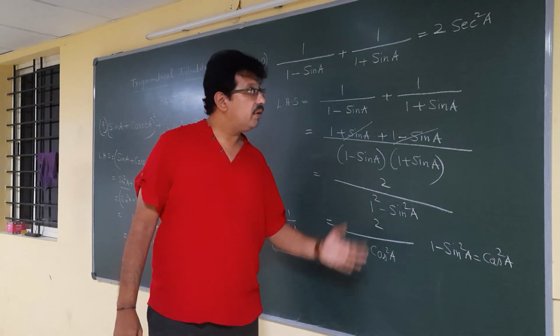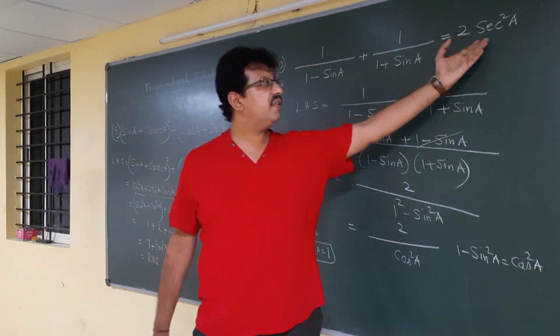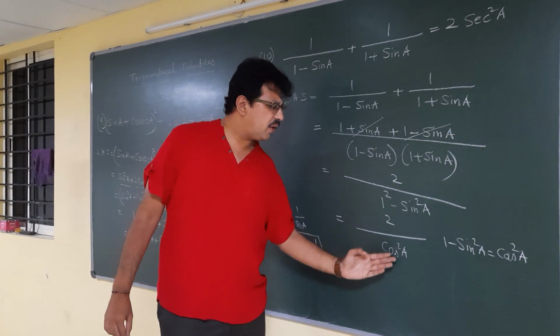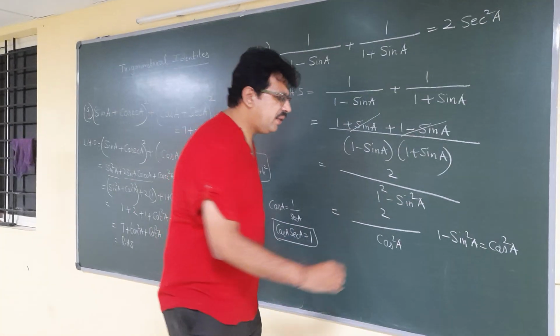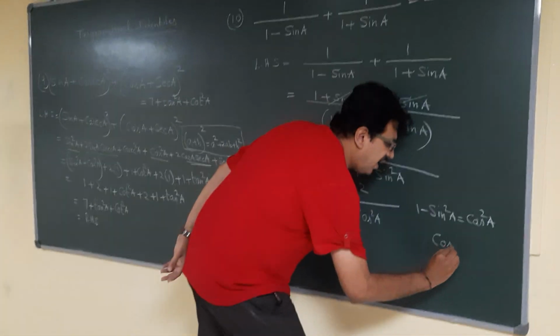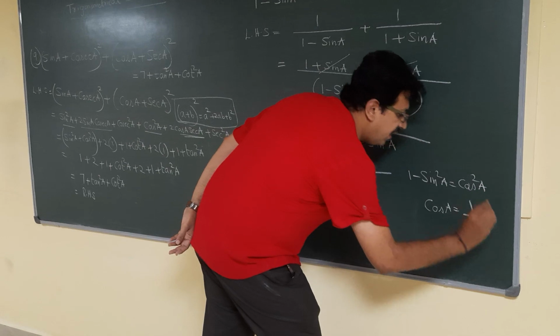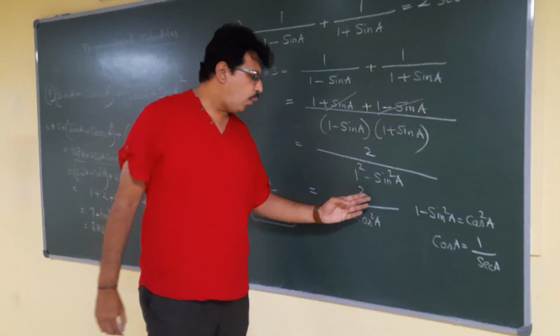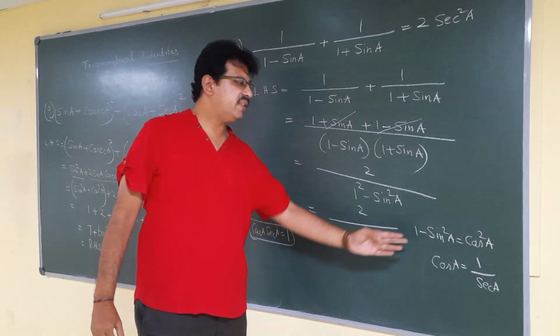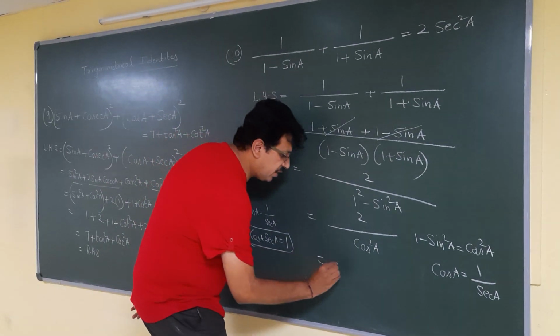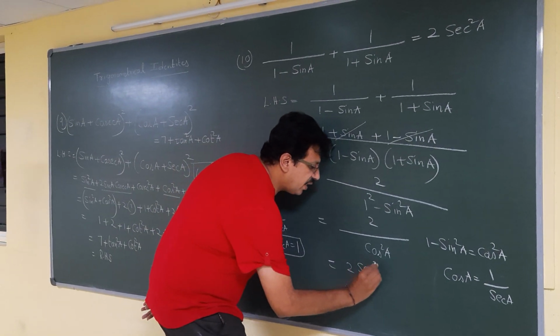And one more thing. Now we have to see the RHS. We need a secant square A. Very clearly, 1 by cos square A. Children, you should be knowing that cos A is nothing but 1 by secant A. So 1 by cos square A is nothing but what? It's secant square A. So it is 2 secant square A.